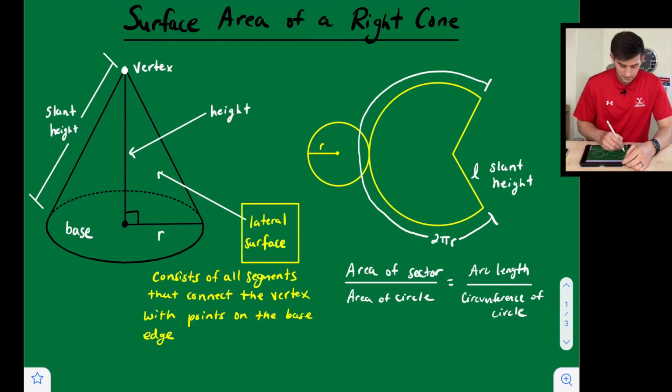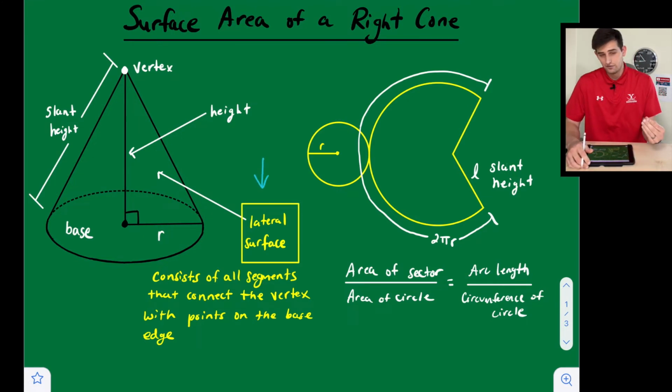So we see our base here, which is our circle, and we have our radius r. And lastly, we have the lateral surface. The lateral surface is just the surface of the cone that goes around like this. Essentially it consists of all segments that connect the vertex with points on the base edge. So if we have our vertex up here, it's all of these different segments that connect to our base, and that's what gives us our cone.